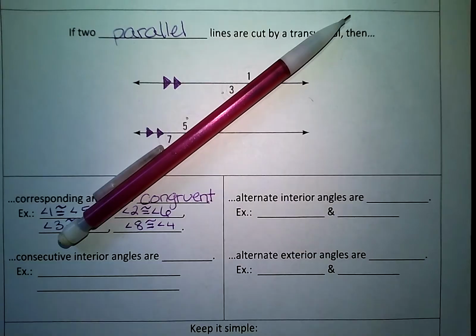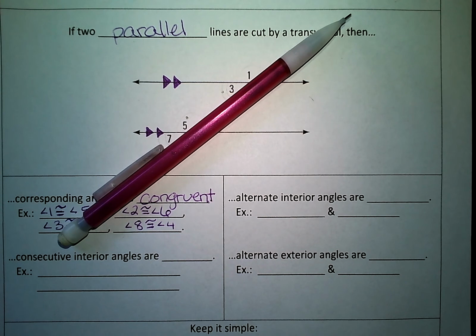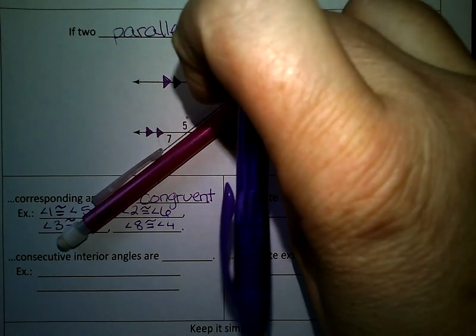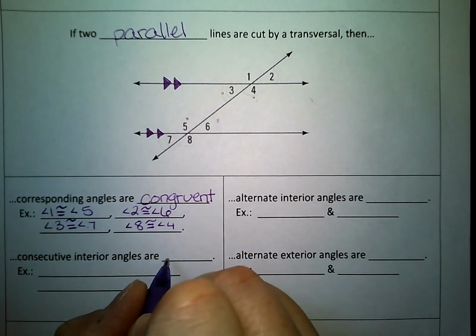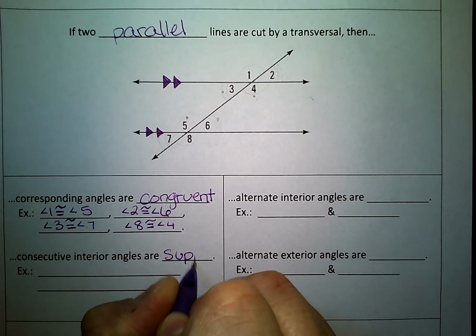angle 3 and 5 are both to the left of the transversal and they're on the inside of the parallel lines. Well, angle 3 is a very acute angle, whereas angle 5 is very obtuse. So we cannot say that those are congruent to one another. Instead, angle 3 and angle 5 are supplementary to each other. Therefore, all consecutive interior angles are supplementary when lines are parallel.